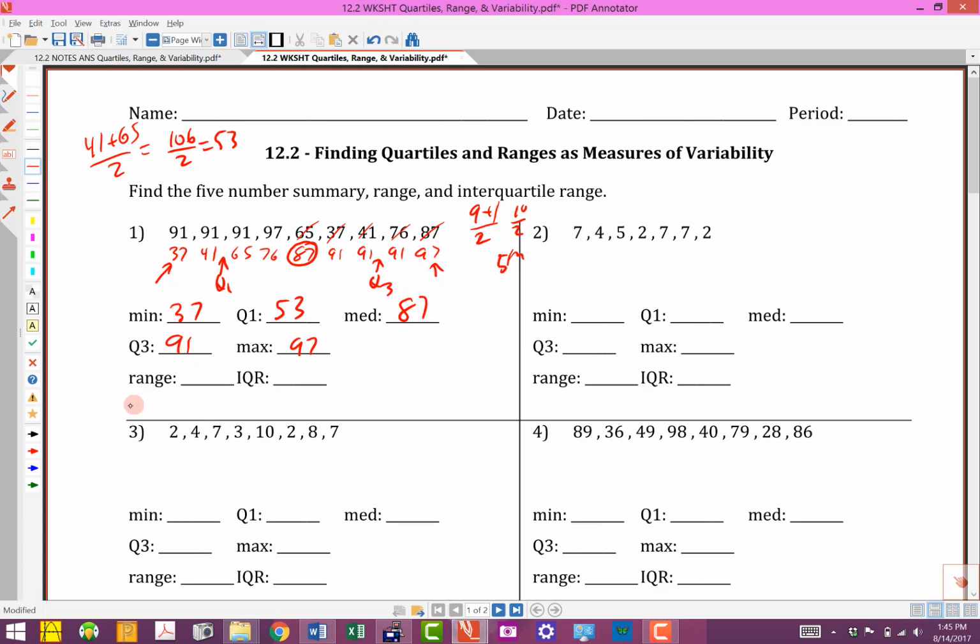Let's see, the range is going to be 97 minus 37, so that's going to be 60. And the IQR is going to be 91 minus 53. And 91 minus 53 is 38. Okay, now that's a great problem. And I think we've gone over enough that you can see how to do all of these different types of problems that are going to be on your assignment.